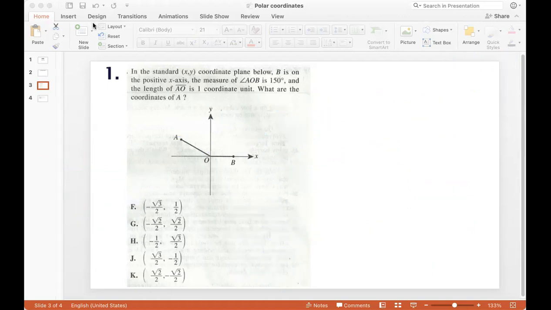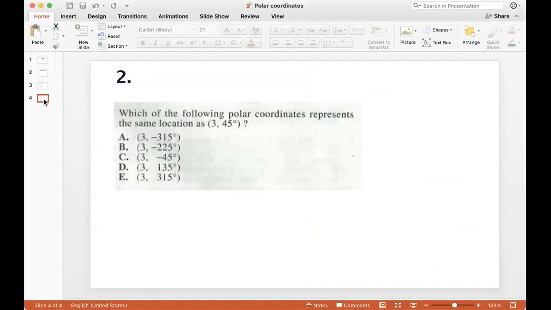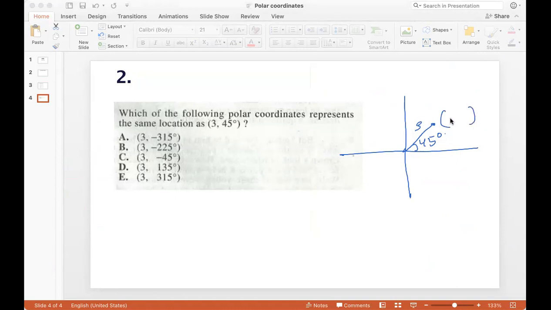Okay, let's try another question. Which of the following polar coordinates represents the same location as 3, 45 degrees? Now, if you look at 3, 45 degrees, then this distance is 3 and this angle is 45 degrees. So you're basically saying that the x coordinate is 3 cos 45 and the y coordinate is 3 sine 45. And you know that this lies in the first quadrant.